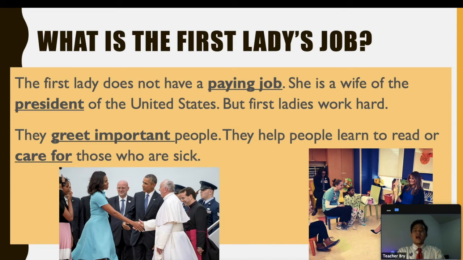Very good. I have a few questions before we go to the next slide. Does the First Lady get money for working as a First Lady? Yes or no? No, right, because it says here the First Lady does not have a paying job. Question. Do First Ladies go to schools and teach the students? Yes, that could be correct because it says here they help people learn to read. Okay, let's move on.